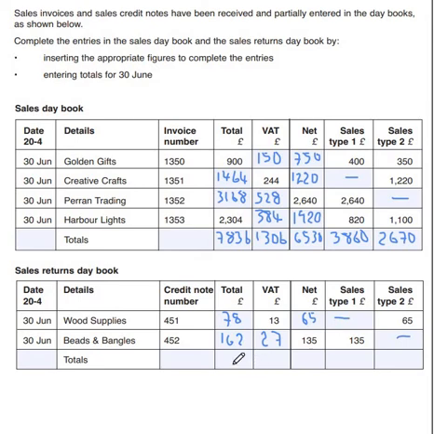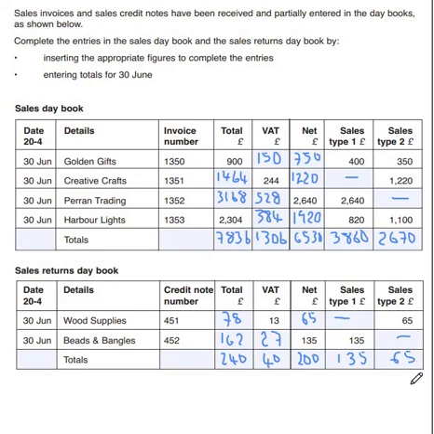So our total here comes to 240. Our VAT column comes to £40. And our net figure comes to 200. As we'd expect, the 240 minus the VAT is 200. 135 for sales type 1 and 65 for sales type 2. And again, cross-cast them.